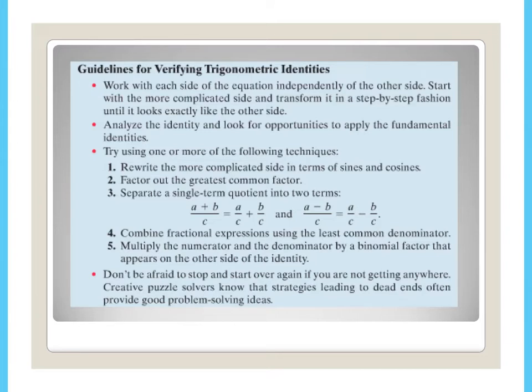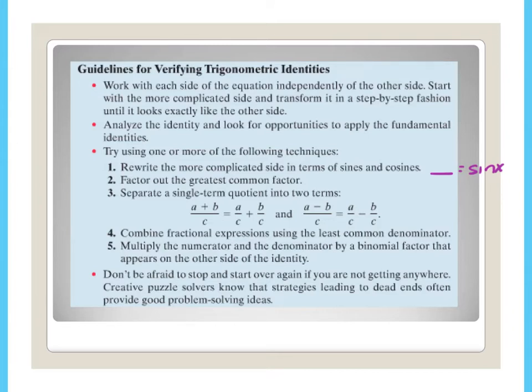The second thing says analyze the identity and look for opportunities to apply the fundamental identities. So everything that we did yesterday, you're going to do again. If you see reciprocal functions, you're going to replace it. If you see Pythagorean identities, you're going to simplify them, all that good stuff. Try using one or more of the following techniques. So usually, you're rewriting the more complicated side in terms of sine and cosine. If I have something over here equals sine of x, obviously I'm not working that sine of x. I don't want to make it like 1 over cosecant, right? I want to take the other side and work with that side.